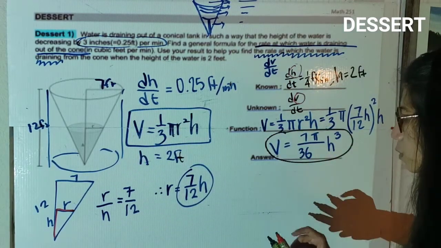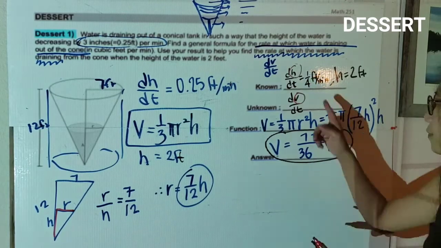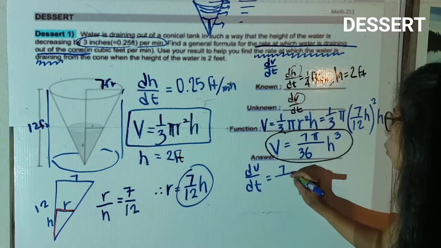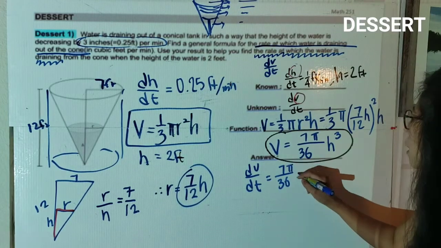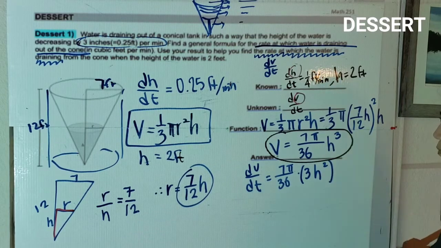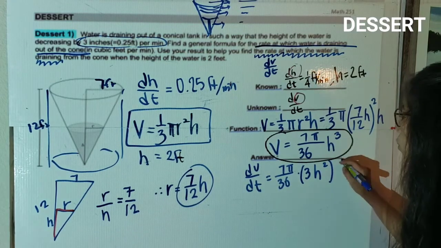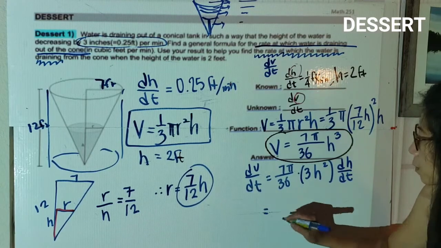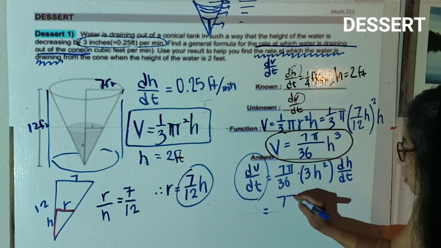Then let's take a derivative so that I can find dV/dt. So dV/dt is 7/36 pi times 3h squared. Oh, don't forget dh/dt. I almost forgot, right? So let's plug in. Now I will get the answer by plugging in everything.